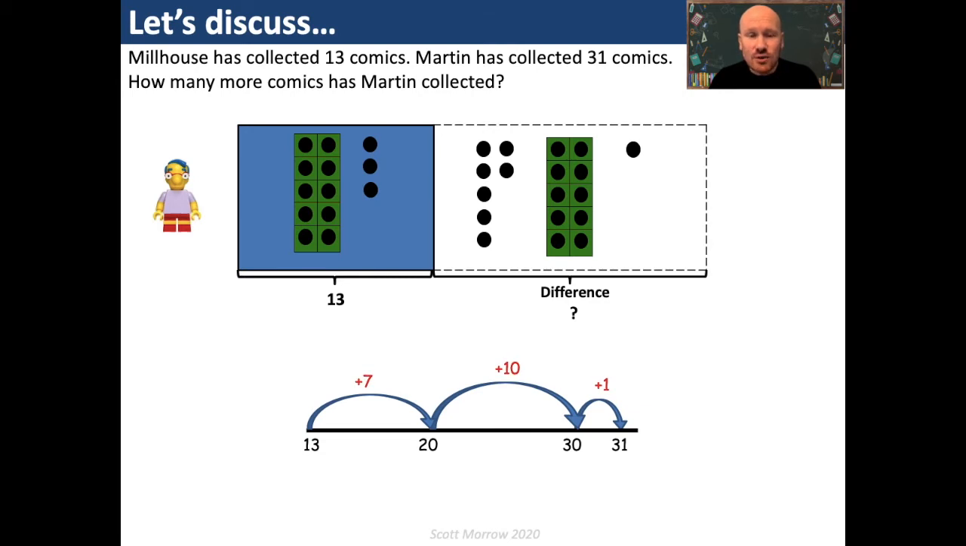So all I need to do now is add up those jumps. Now to make that easier for myself, I might add that in a different order. So rather than adding the 7, then the 10, then the 1, I might start with the 10 first. So I'm starting with 10, I'm adding 7 to get 17, and then I'm adding 1 to get 18. So for this question, Martin has collected 18 more comics than Milhouse.